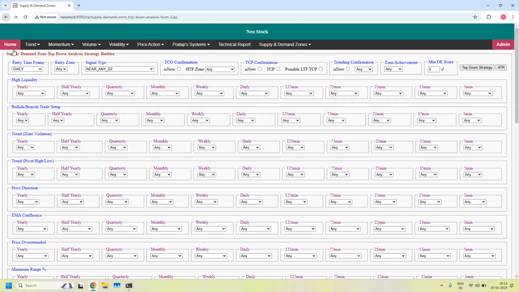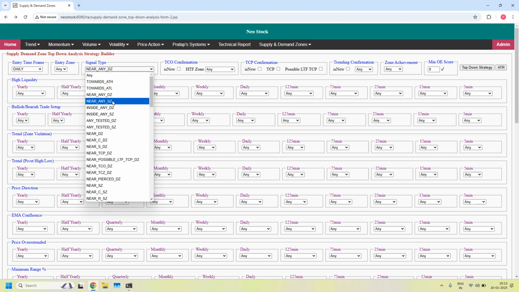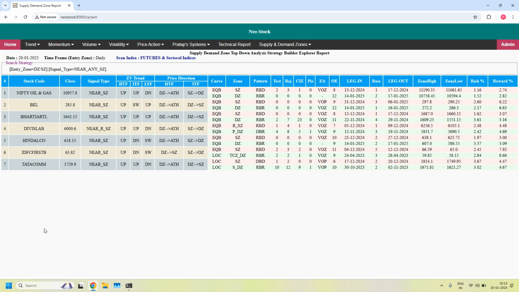Okay, next, daily time frame. Let us find the stocks near daily supply zone. We got 7 stocks. Let us identify high liquidity daily supply zones from this list. Divis Lab is having a high liquidity zone. That's it. We have only one high liquidity daily supply zone from this list.